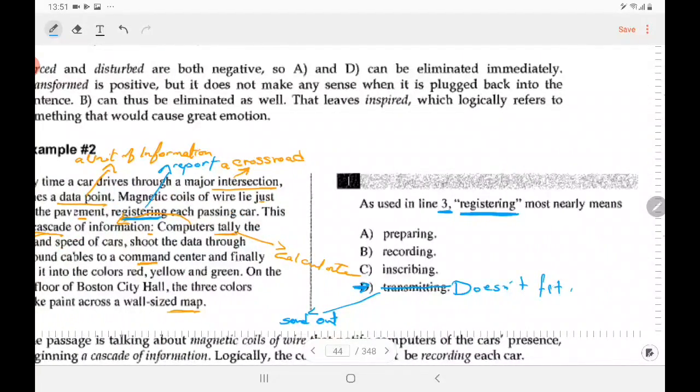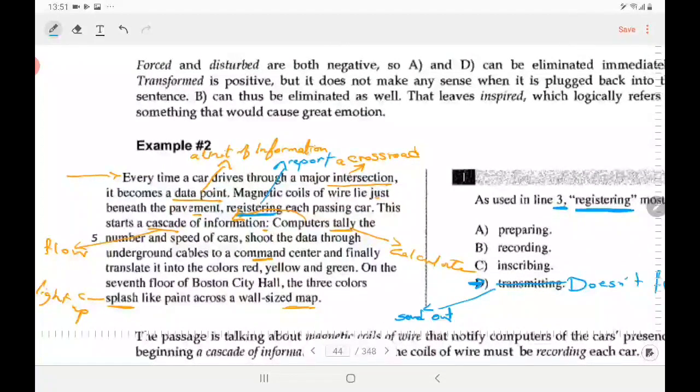Okay. Inscribe. I don't understand what inscribe means. To inscribe each passing car. If you don't know it, ignore it or keep it to the end as your final choice. When you get sure that the other three choices are wrong, you can think about it. Okay. Recording. So the magnetic coils of wire lie beneath the pavement, record each passing car. Okay, it's report, record, collect information. It matches our word, and it's correct, and it fits in the context.